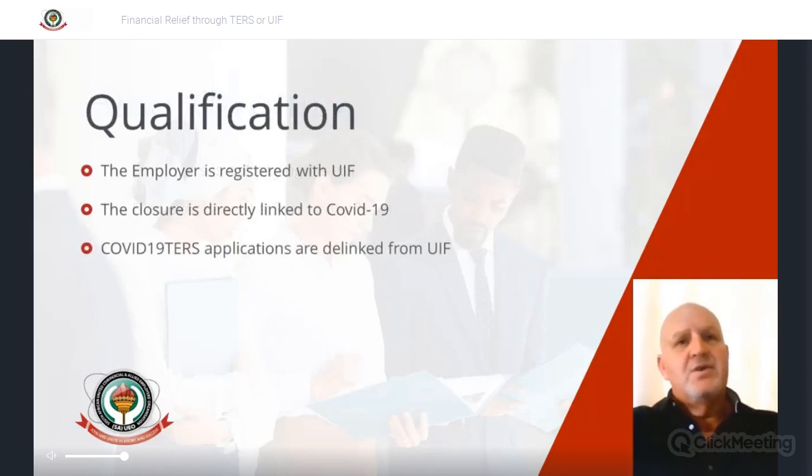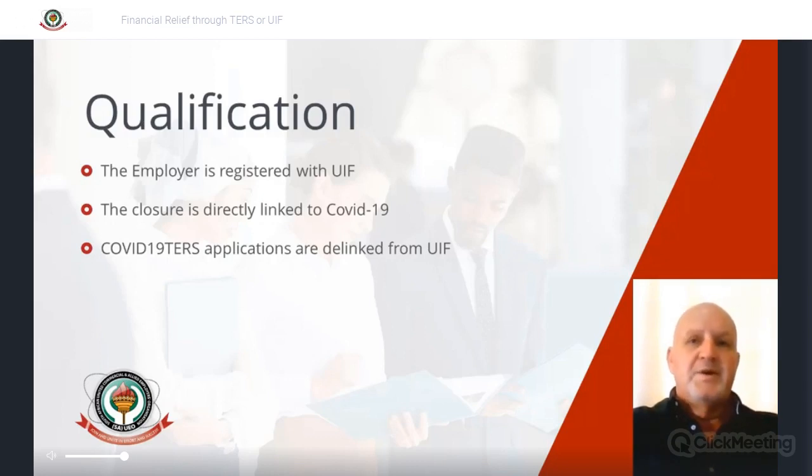Further qualification, of course, is to look at the employer is registered with UIF. In other words, you have a valid UIF registration number. Secondly, the closure is directly linked to COVID-19, to the virus. If you qualify and you've answered yes to all of these questions, then the COVID-19 TERS applications will come into effect, and it is delinked from UIF. What does it mean? It just means there's a separate fund available for payment, and also an easier process.